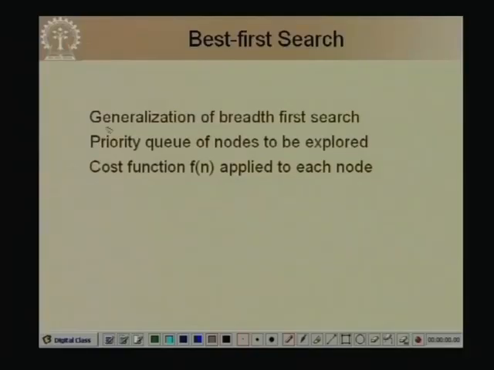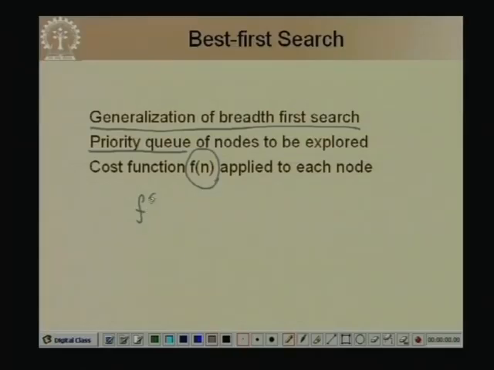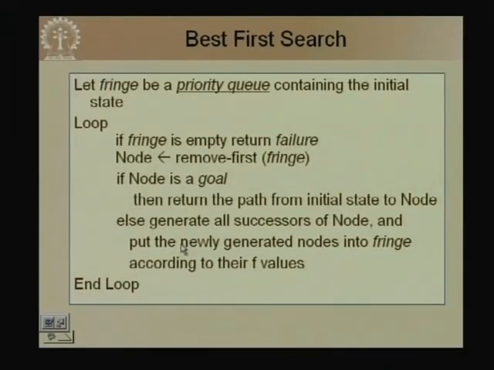Now, we will look at another search algorithm which uses this heuristic information. Best first search is a generalization of breadth first search, where the fringe of the open list is maintained as a priority queue, and a cost function Fn is used which denotes the priority of a node. So, Fn is the cost function of a node which denotes the priority of the node. Nodes are put in fringe sorted according to the value of Fn. So, this is the modification of the basic search algorithm using the function Fn.